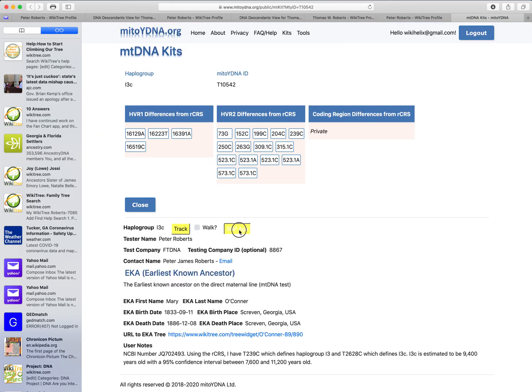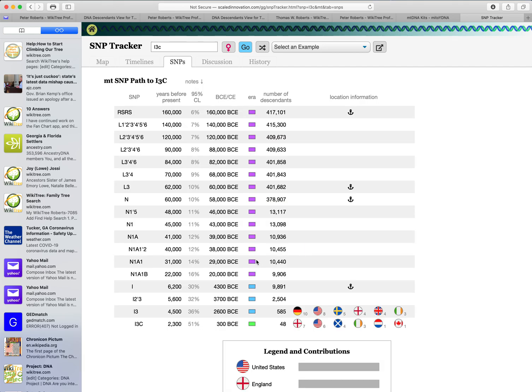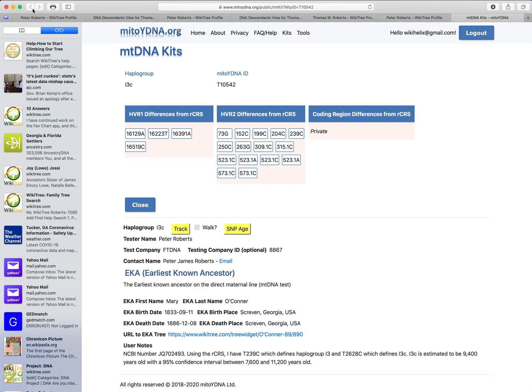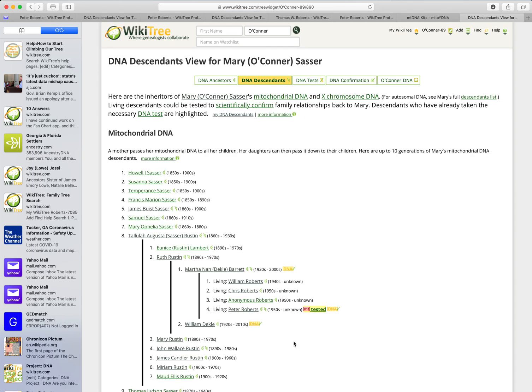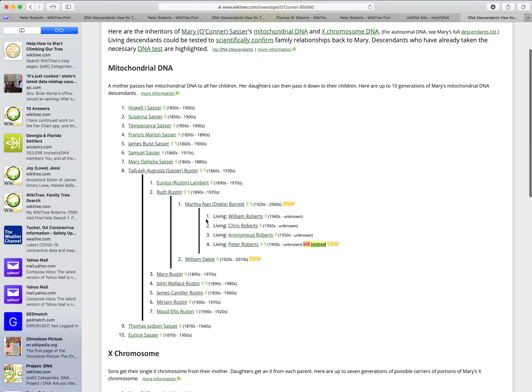And then I can look at the age of that mitochondrial DNA haplogroup, and I can see that it's roughly 2,300 years old. And it also links back to the earliest known ancestor for my direct female line, and this is a web address to that. And it shows me everyone that I know on the direct female line.